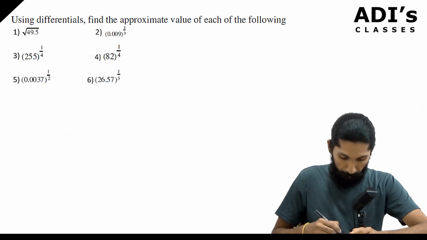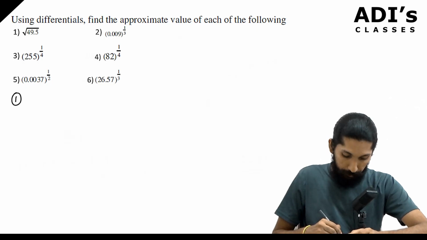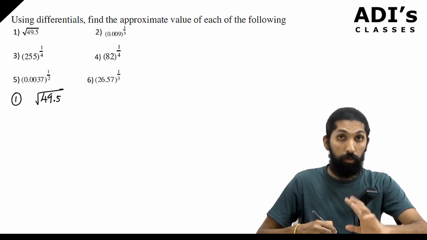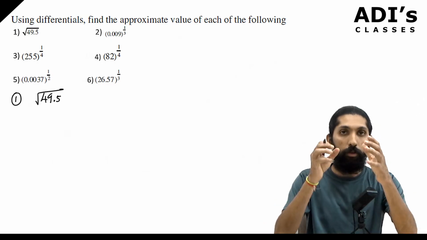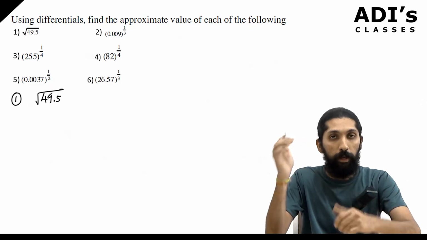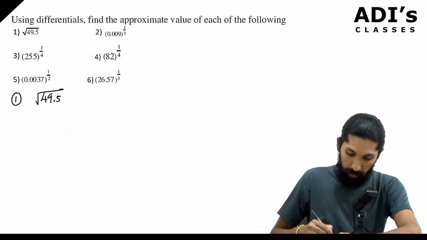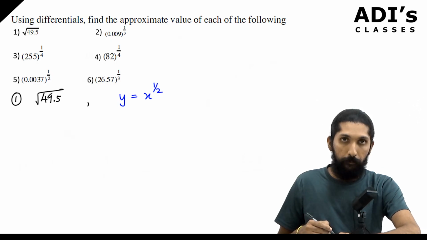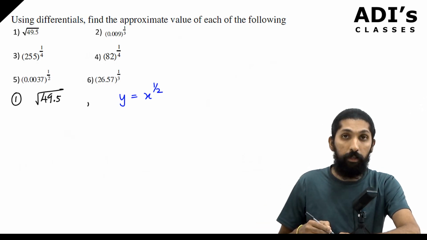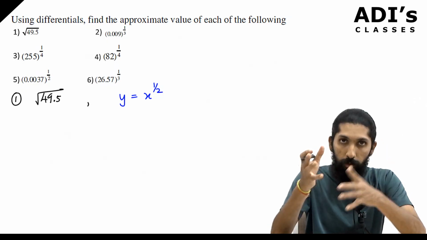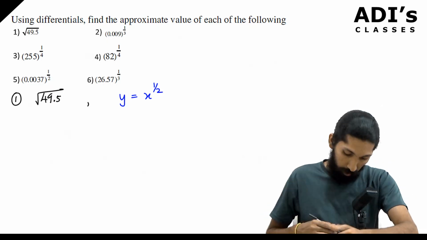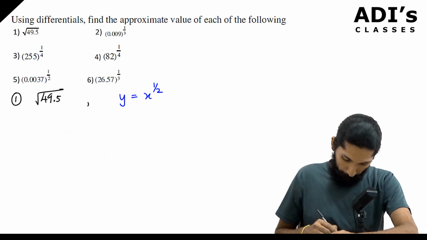The first one, see, you have root of 49.5, correct? Now you can say that the function is of the form root of x. That means we can say the function is of the form y is equal to x power half. Make sense? So first we'll start by taking dy by dx, because what is the formula? Delta y is equal to dy by dx into delta x, right? So here let's do dy by dx.